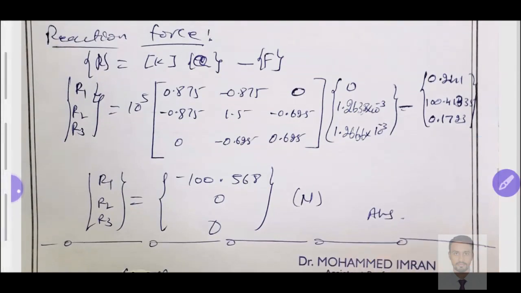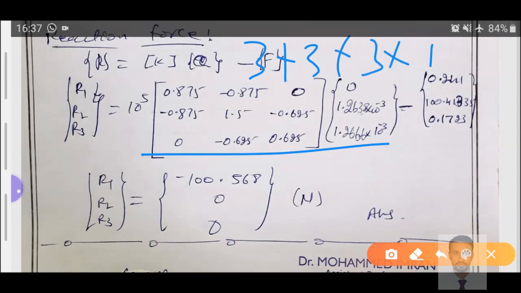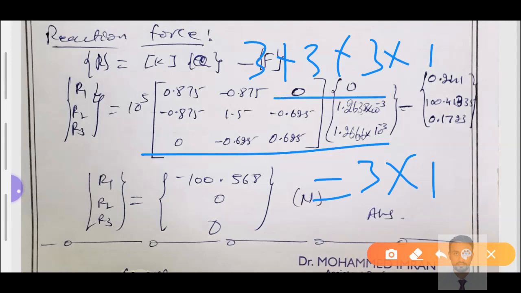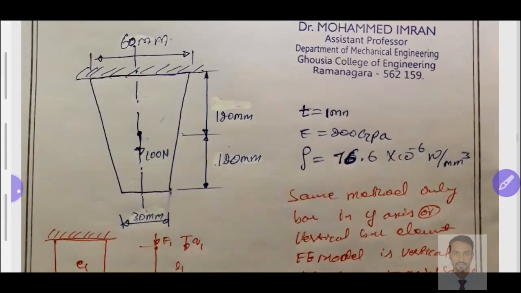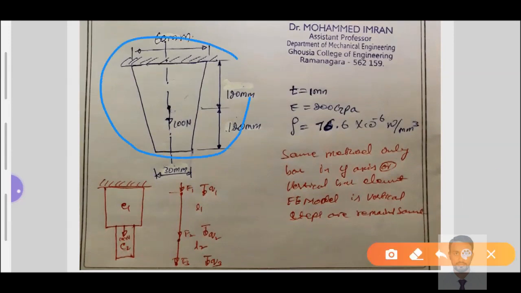After that, resolving this, we know how to resolve this matrix. Check the previous video, where I have given each and every step of how to multiply this 3 cross 3 matrix with the 3 cross 1 matrix to get a 3 cross 1 matrix. Then we subtract these values with this, and we get this answer: at node number 2 and node number 3 it is equal to 0, and at node number 1 it is minus 100.568 Newton.